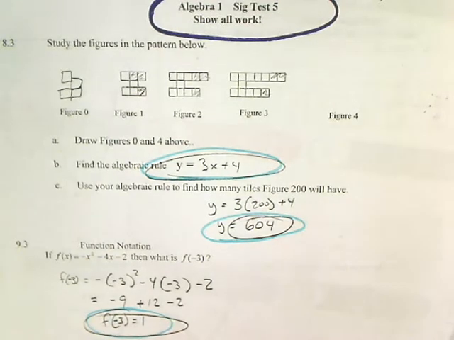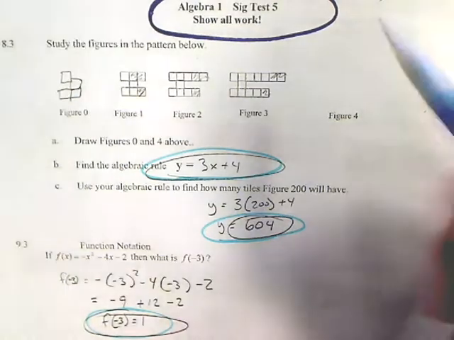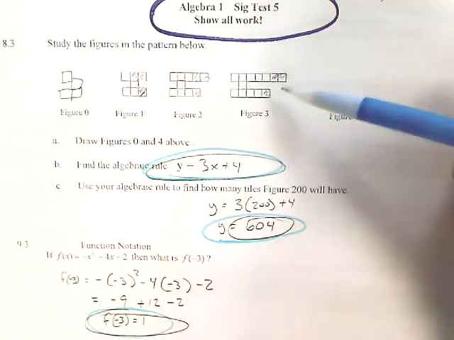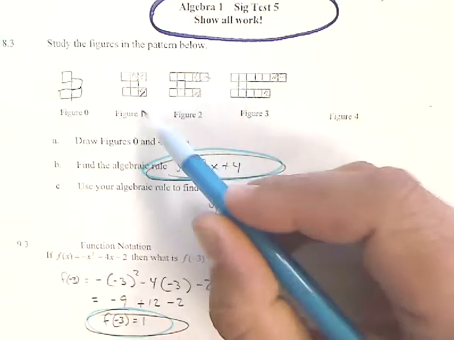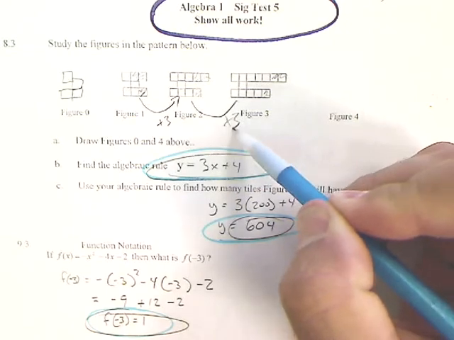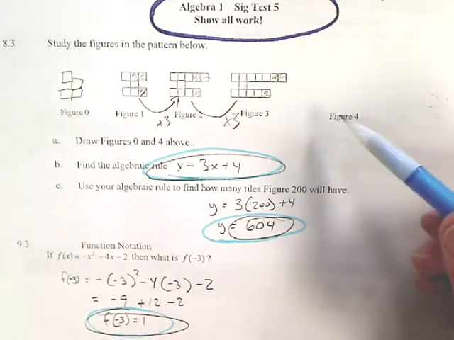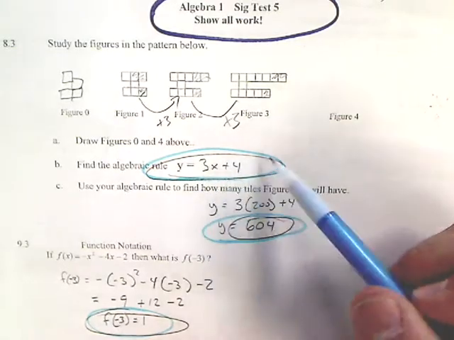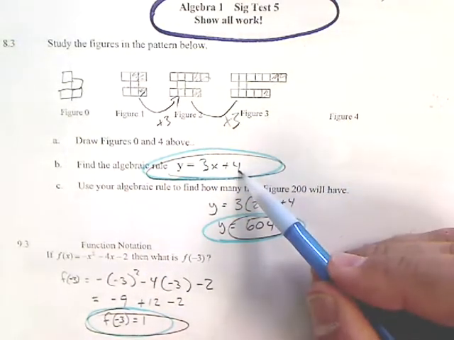Okay, here's suggest number five. Let's see. I just shade in all the new parts, and then I can see how many is being added each time. So that's plus three. So I'm adding three a whole bunch of times, multiple times. That's why it's multiplication. I'm going to start off with four.